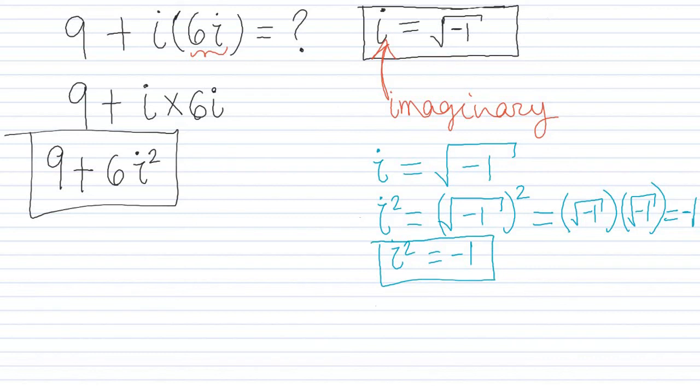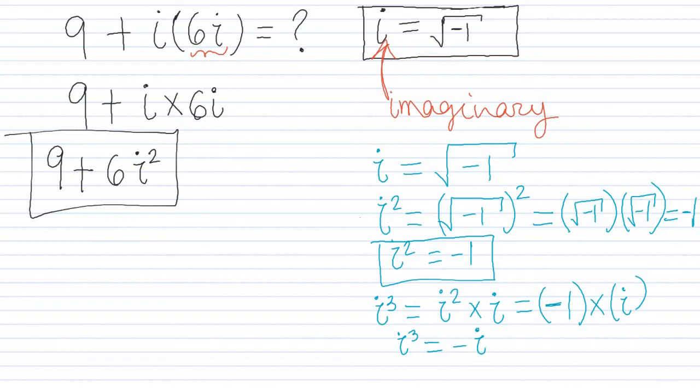The next thing is, if you think about i cubed, right? i cubed is the same thing as i squared multiplied by i, which is the same thing as saying negative 1 multiplied by i. So i cubed is actually going to equal negative i. I would advise you guys to put this down in your notes if you don't already have it.